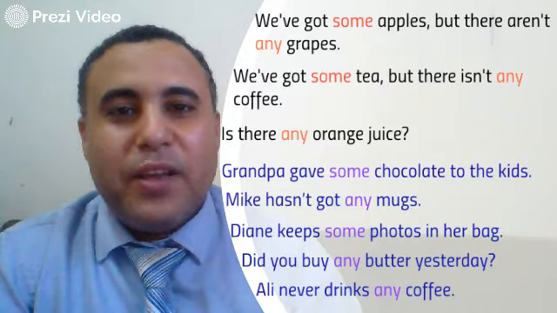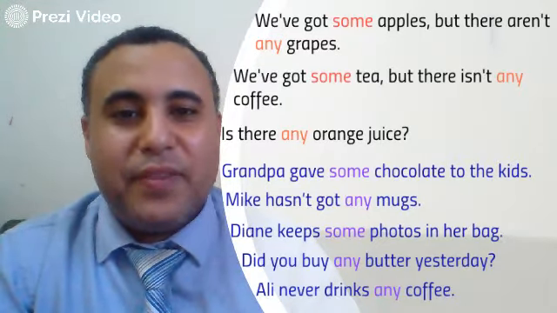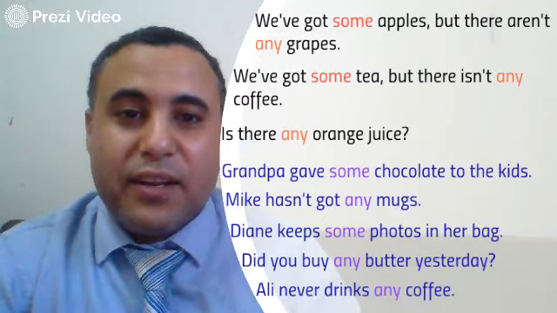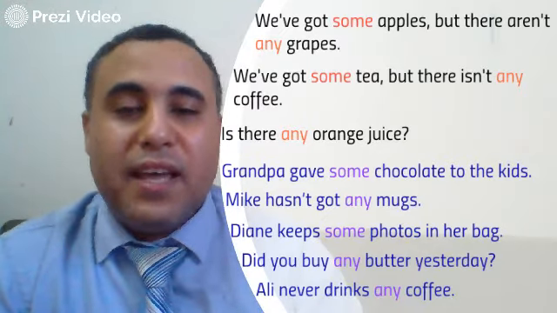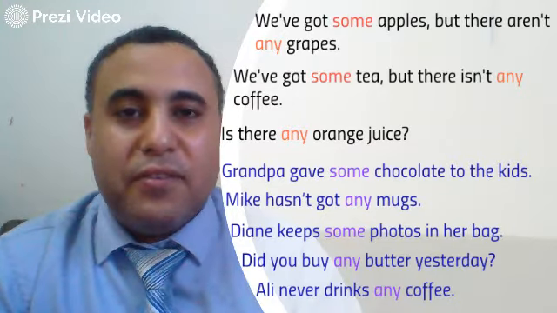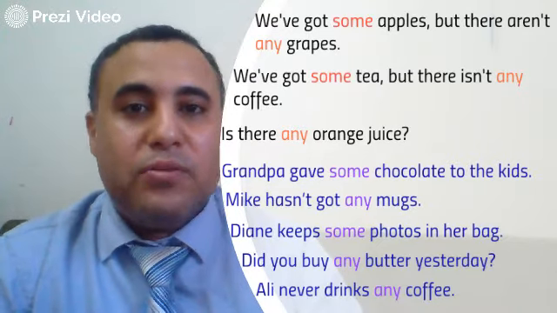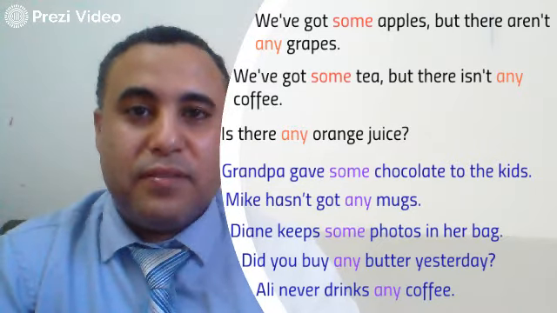Check the example. We've got some apples. We have got some tea. In case it's negative, there aren't any grapes. There isn't any coffee. Is there any orange juice? We use it in the question.